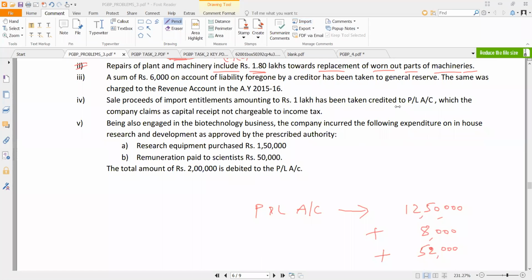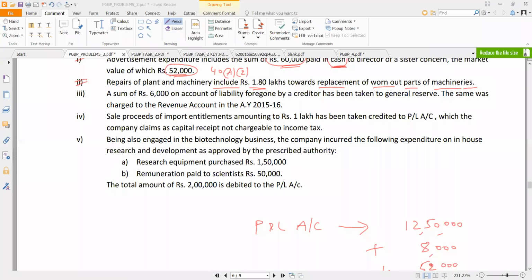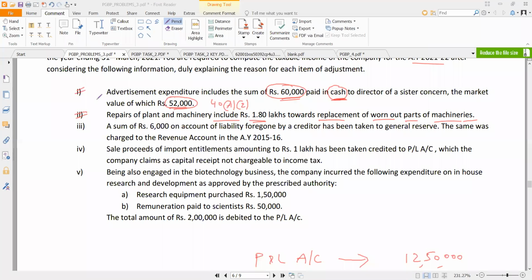Capital. Okay. All saying capital expenditure. All wrong. That is a revenue expenditure. What is the difference between a capital expenditure and revenue expenditure? First of all, at a conceptual level, it should be clear.